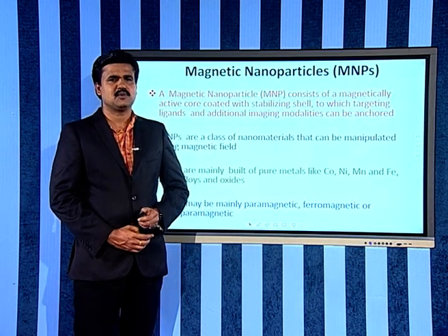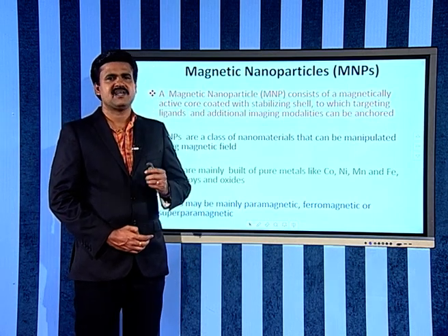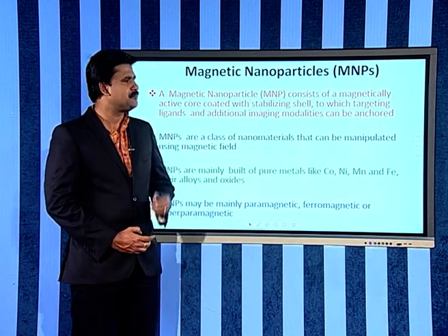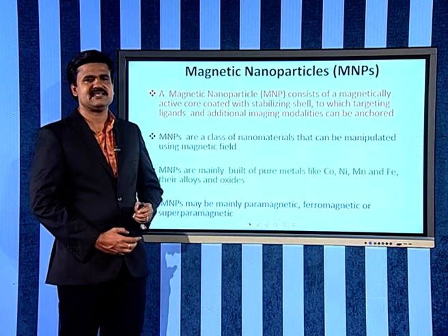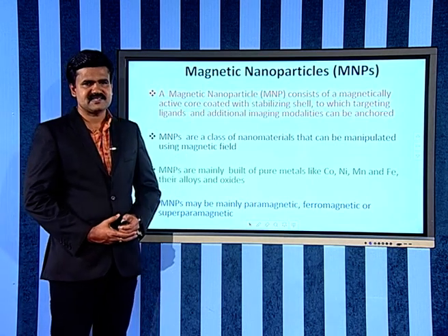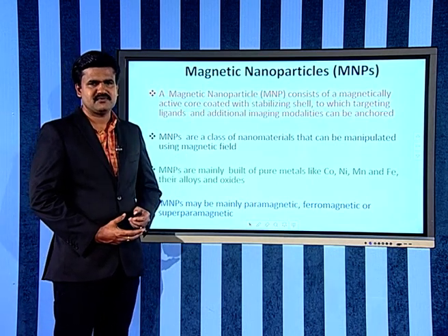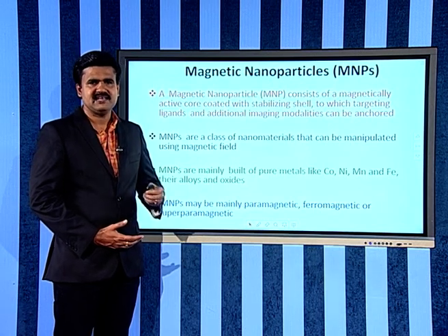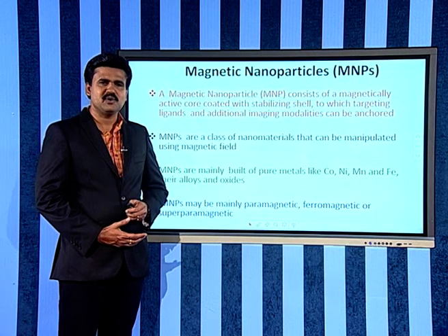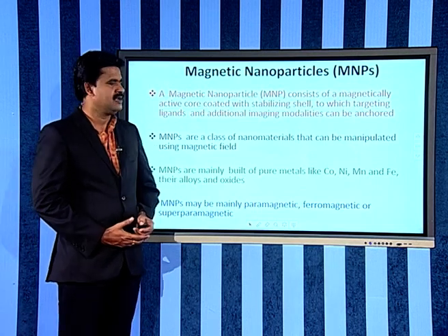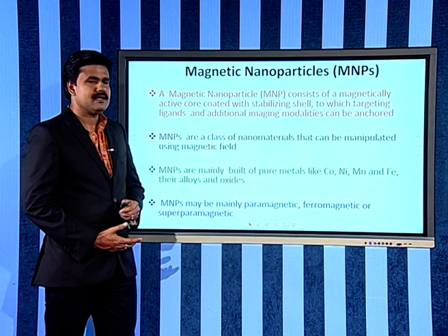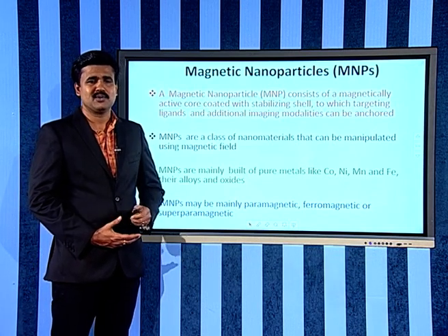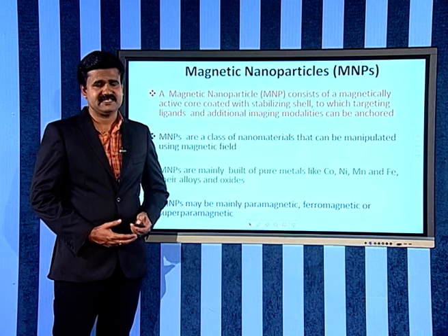Magnetic nanoparticles, or MNPs, are a class of nanomaterials that can be manipulated using a magnetic field. MNPs are mainly built of pure metals like iron, cobalt, nickel and manganese or their alloys and oxides. MNPs may be mainly paramagnetic, ferromagnetic or superparamagnetic.